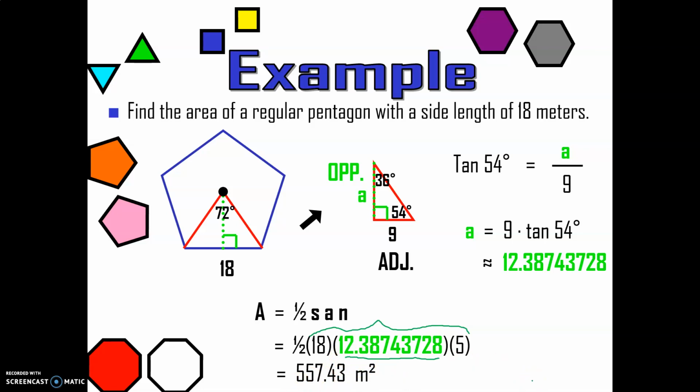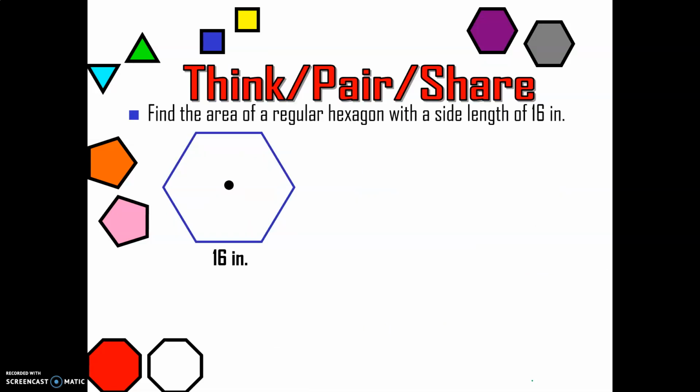All right, so let's try another problem here. So go ahead and pause the video and go step by step and check back for the solution when you are done. All right, so we are looking for the area of a regular hexagon with a side length of 16. So we already know S and we know N is 6, but we just do not know this apothem here. We're given no information about the apothem.